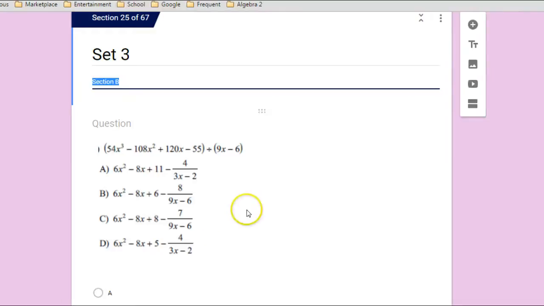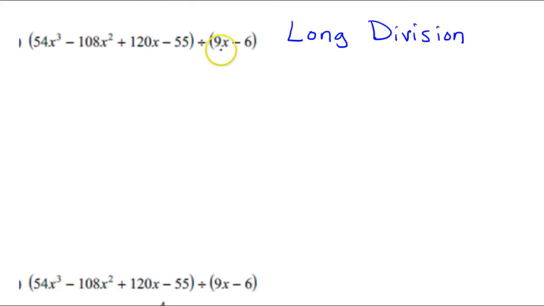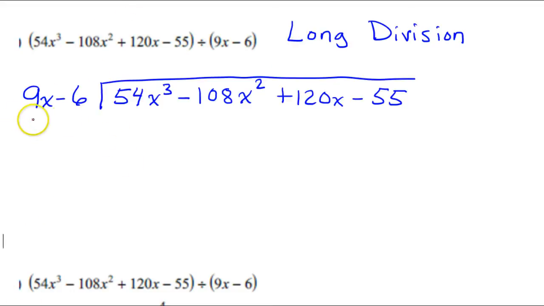In this video, we will be dividing this polynomial by this binomial. Okay, for this problem, we're going to have to do long division, not synthetic division. If this had been divided by just x minus 6, then we could have done synthetic division. But with it being 9x minus 6, long division is our only option. So we set up the problem like this.